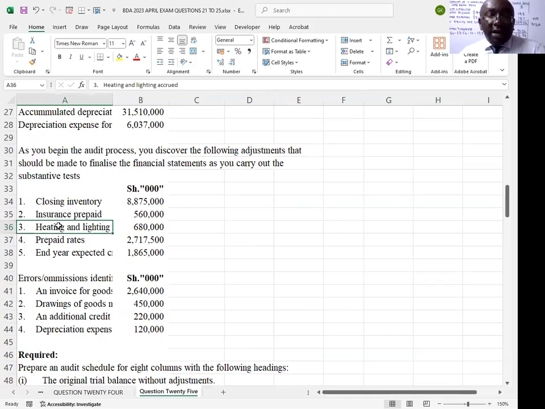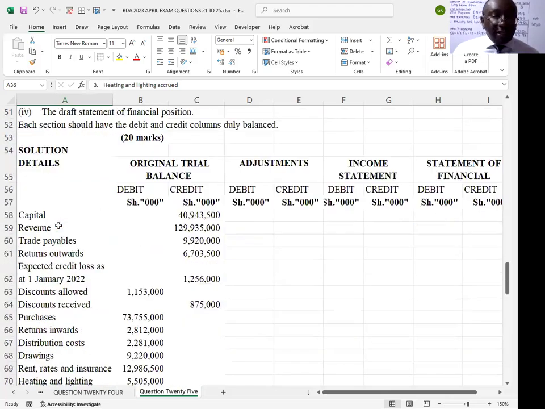Heating and lighting accrued. So an accrual is a liability. It means an expense we have incurred or we have spent, but we have not paid for it. So how we treat it is we debit that expense so that tunaongeza, and then we credit the accruals to show as a current liability. So to do that, I will again come look for that heating and lighting.